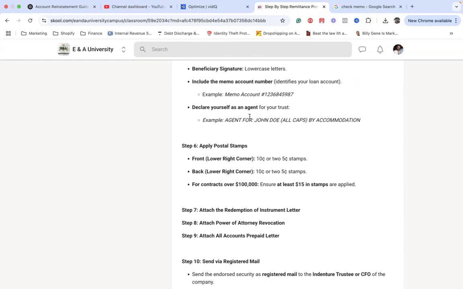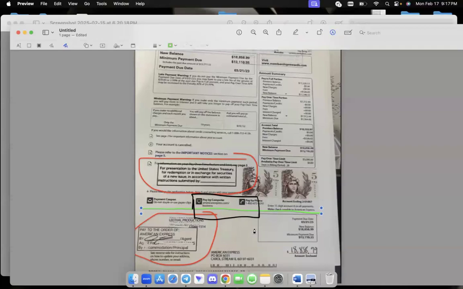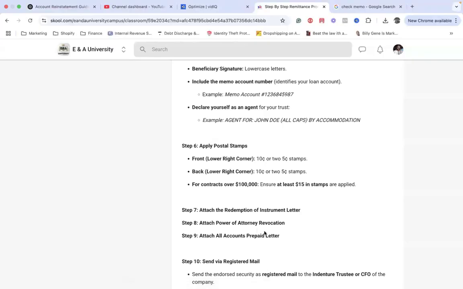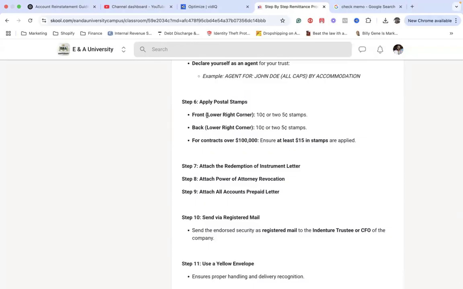All right. And then same thing here, guys. When everything is being signed, you want to be acting as the agent. You're signing on behalf of whoever received the bill, so the all caps name. The all caps name is who you're doing it for. Then you want to apply the postage stamps on the lower right corner. You could do a 10-cent stamp or two 5-cent stamps.